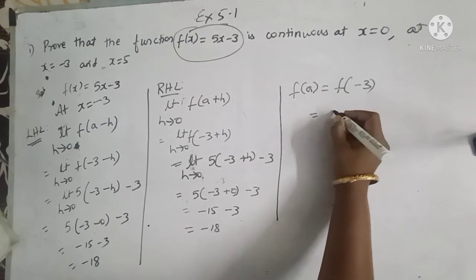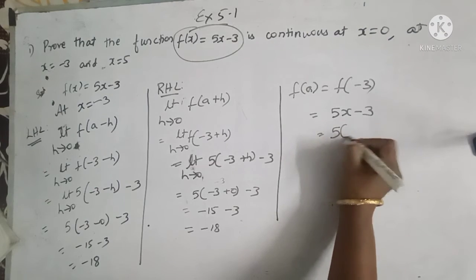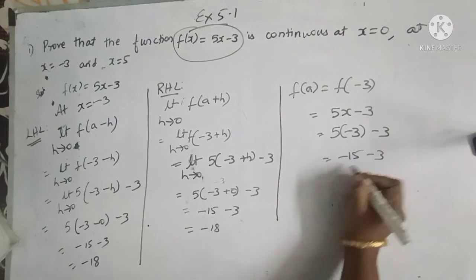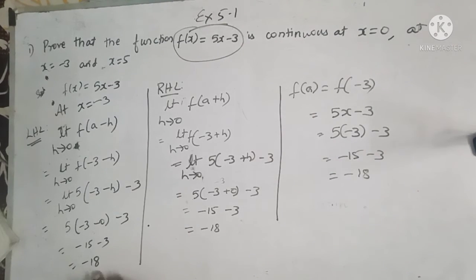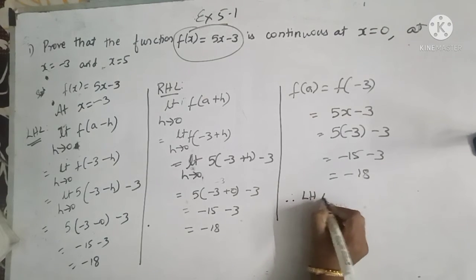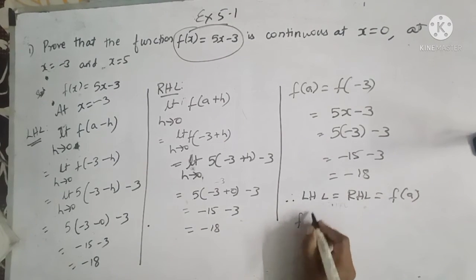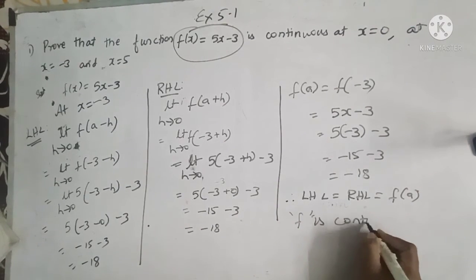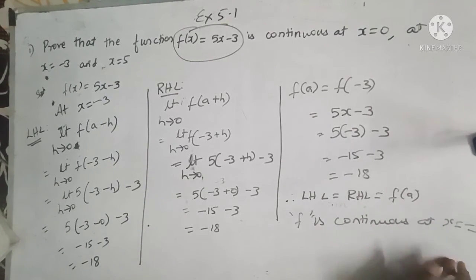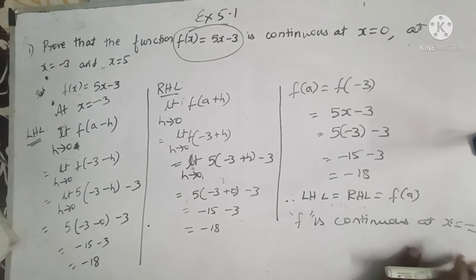So what is actually f of x? F of x oda value enna, 5x minus 3. So idile minus 3 substitute pandrom. So 5 into minus 3 minus 3. So minus 15 minus 3, this gives minus 18. Now we can observe that LHL is equal to RHL is equal to f of a. Therefore left hand limit is equal to right hand limit is equal to f of a. What we conclude? So f is continuous at x is equal to minus 3. So f வந்து continuous. In the point la minus 3 la continuous to conclude பண்றோம்.